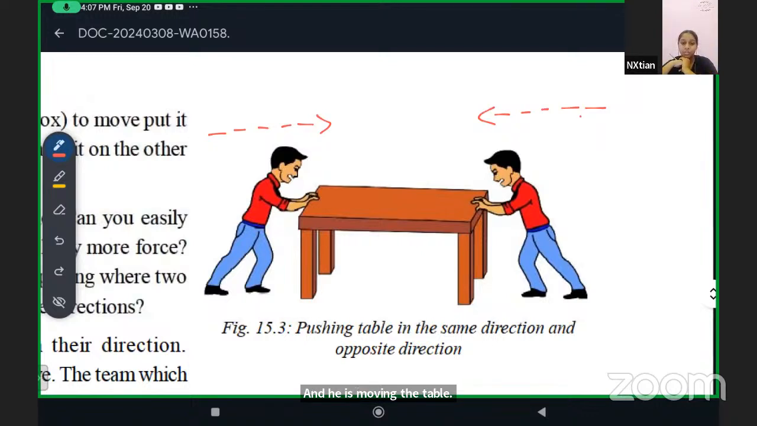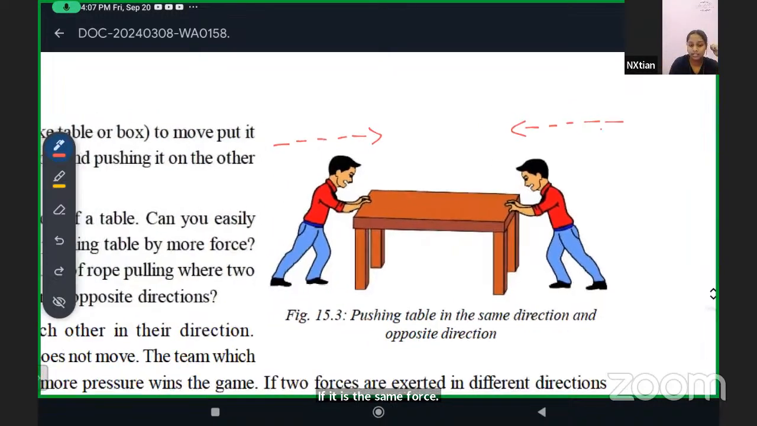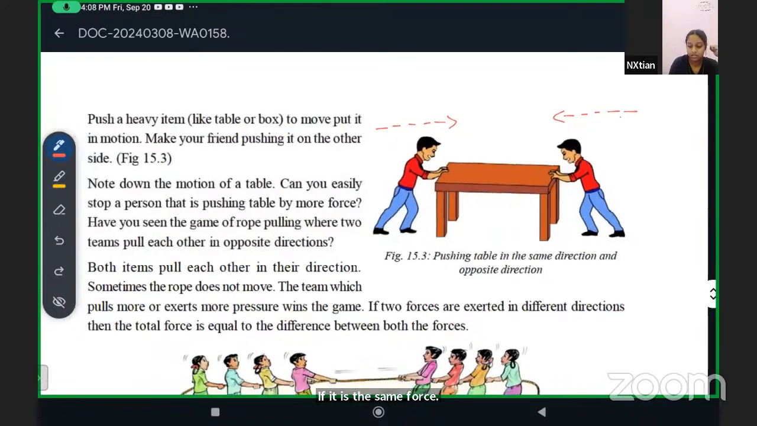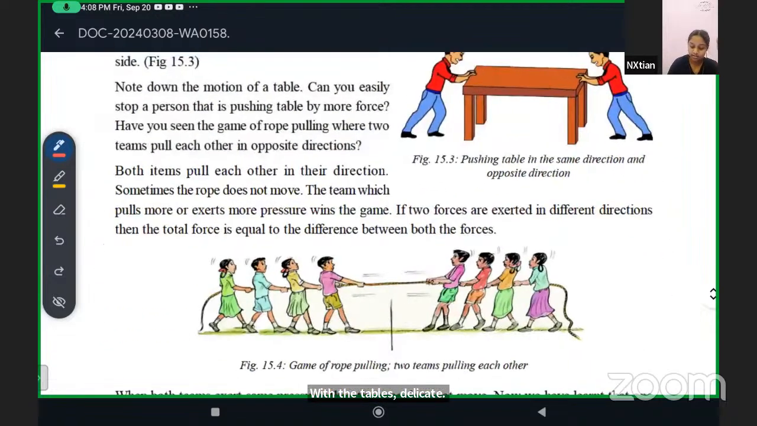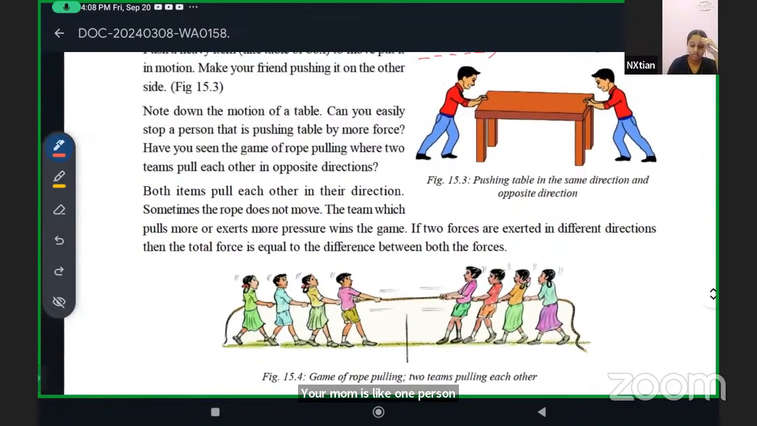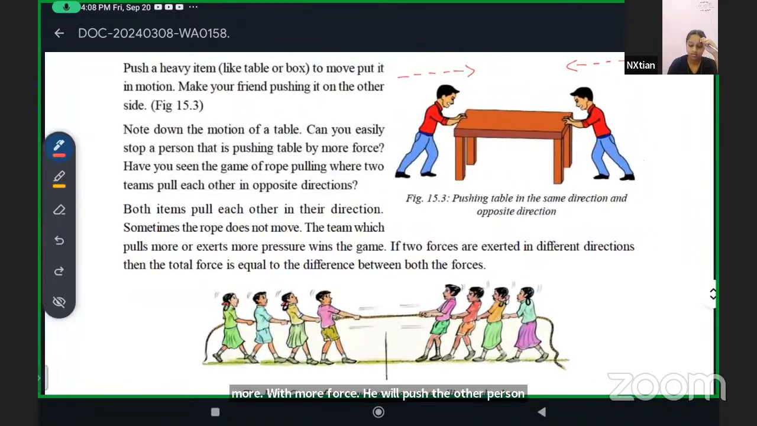Anyone? What do you think will happen? It won't move at all, if it is the same force. Yes, ma'am, either they may just break the table if the table is delicate. But ma'am, if one person is pushing with more force, he will push the other person out. Yes, that is right.